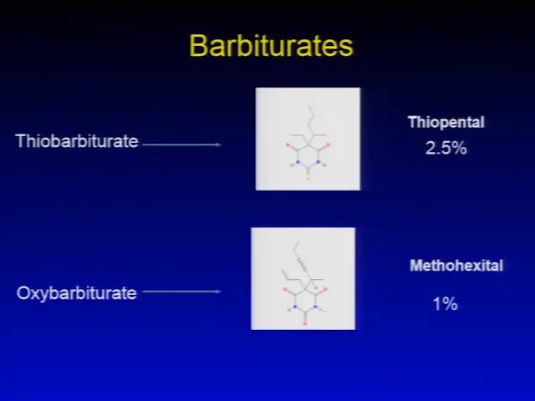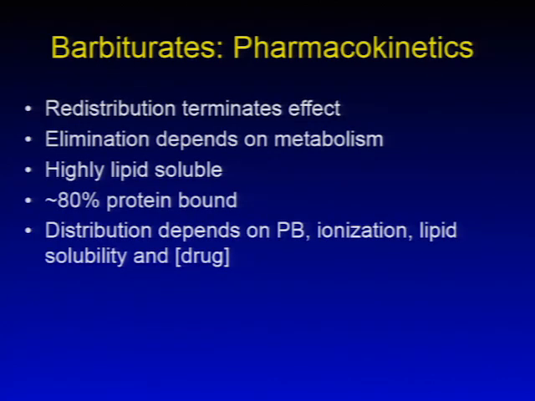Moving on to barbiturates, we'll talk about two barbiturates. The first one is thiobarbiturate, and the example is thiopental, which is typically a 2.5% concentration. And then the oxybarbiturate is methohexital, which is a 1% concentration. Pharmacokinetics, redistribution typically terminates their effect. Elimination depends on the metabolism in the liver. They are highly lipid soluble and 80% protein bound, and distribution depends on protein binding and ionization, lipid solubility, and drug concentration.